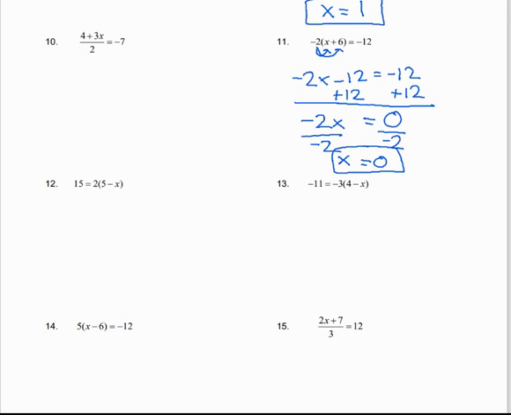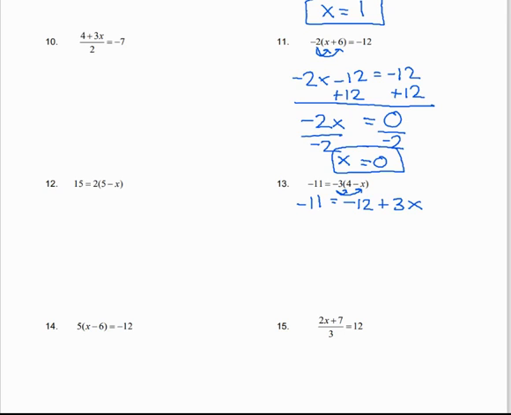So let's take a look here. Some of you, it looks like the people who have participated, you're on the right track. We just got to watch our negatives here and there. So we're going to distribute. So I'm going to leave the negative 11 as is. And we're going to distribute. Negative 3 times 4 is negative 12. And then negative 3 times negative x, remember, becomes a positive 3x. So watch your signs there. That's really important.